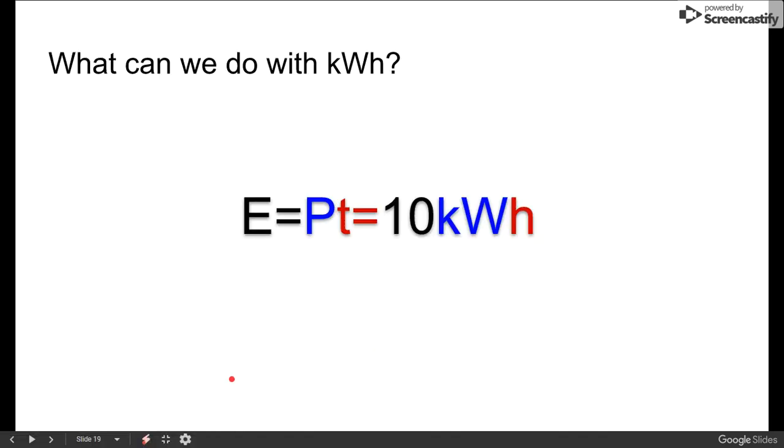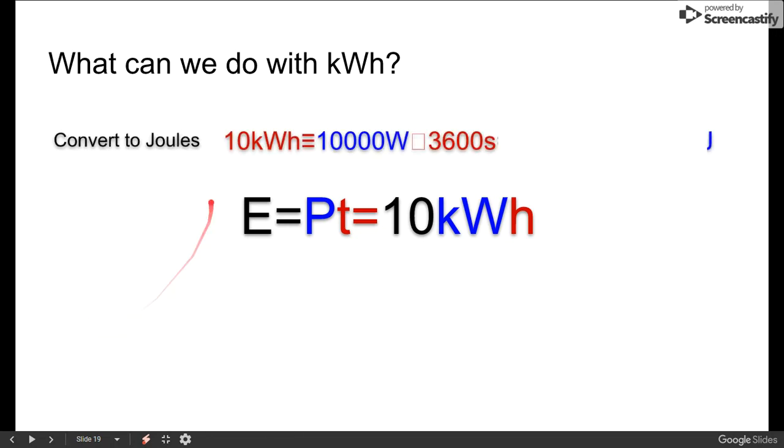So what can we do with kilowatt hours? Because you will see it reported outside the classroom like this most of the time. 2 possibilities. Convert it to joules. 10 kilowatt hours, the K just tacks on 3 zeros. That's all it does. And the hour switches to 3,600 seconds.